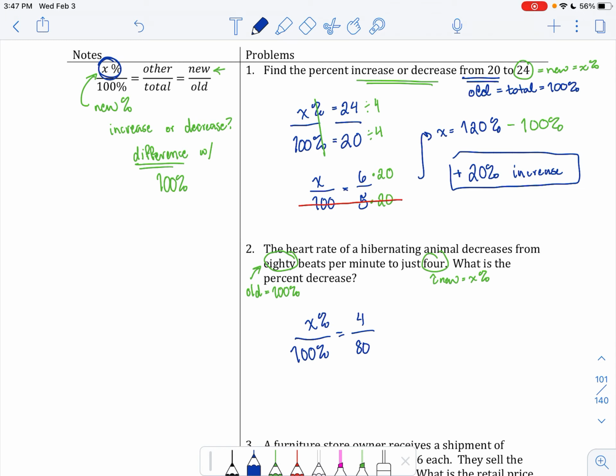Once again, I am going to simplify, and I get X over 100 is equal to 1 over 20.